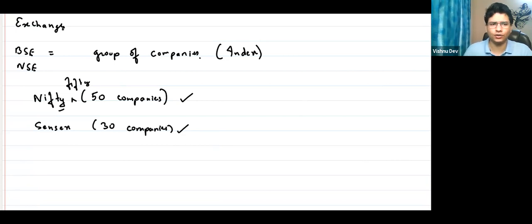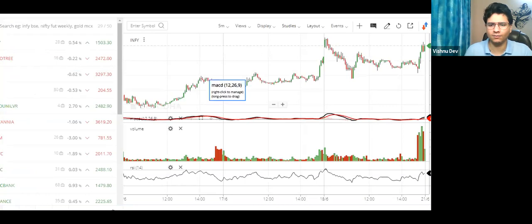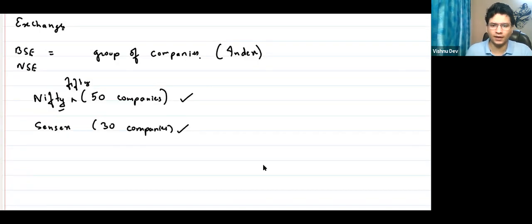I will show you some other indexes. Just give me a minute. There are actually lots and lots of indexes depending on which type of companies you want to observe. For example, JSW might be in Nifty 50, and it might be in Sensex also. I don't know actually, I don't remember the names of all the companies for now.